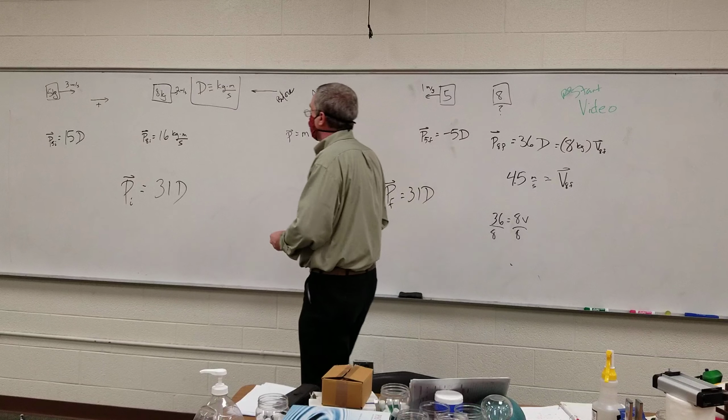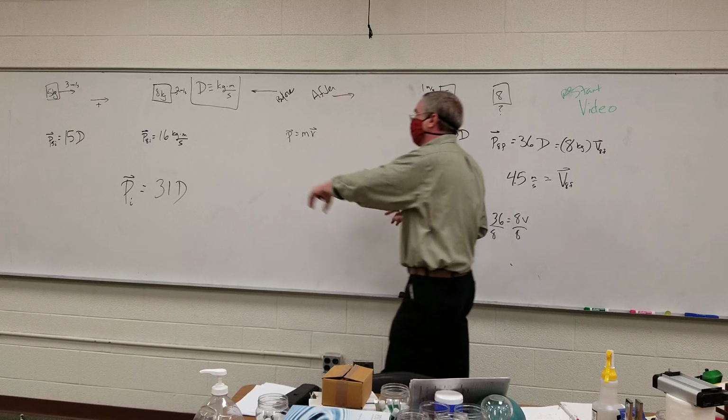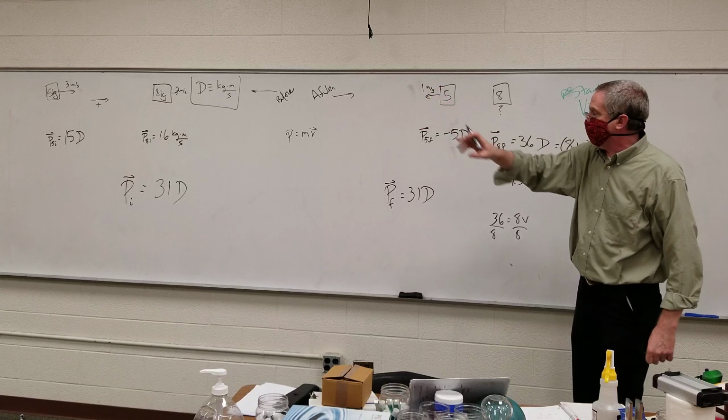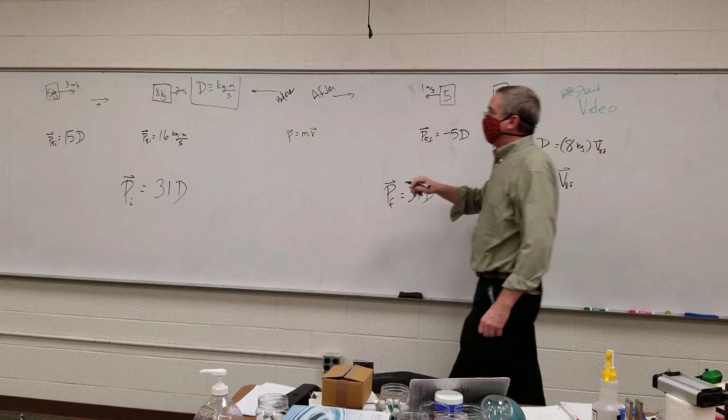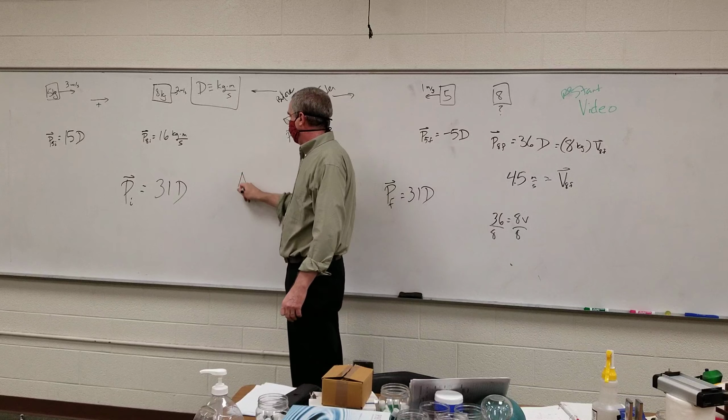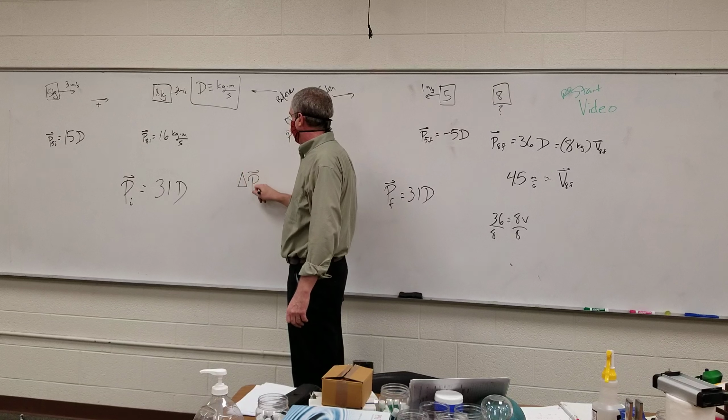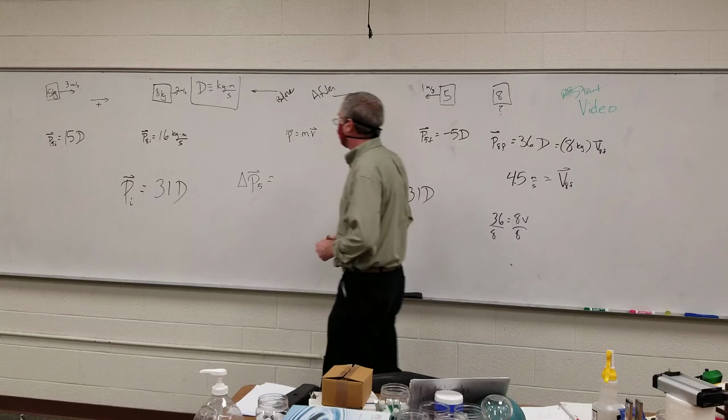All right, so now we have these numbers here. The 5 kilograms starts at 15D and goes to -5D. So let's look at what is the change in momentum of the 5 kilogram mass.